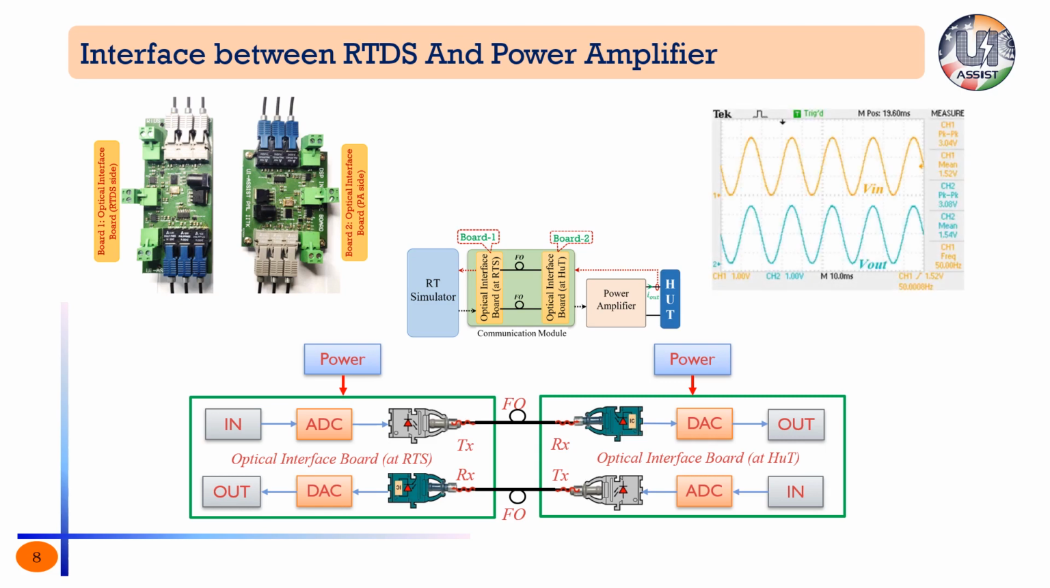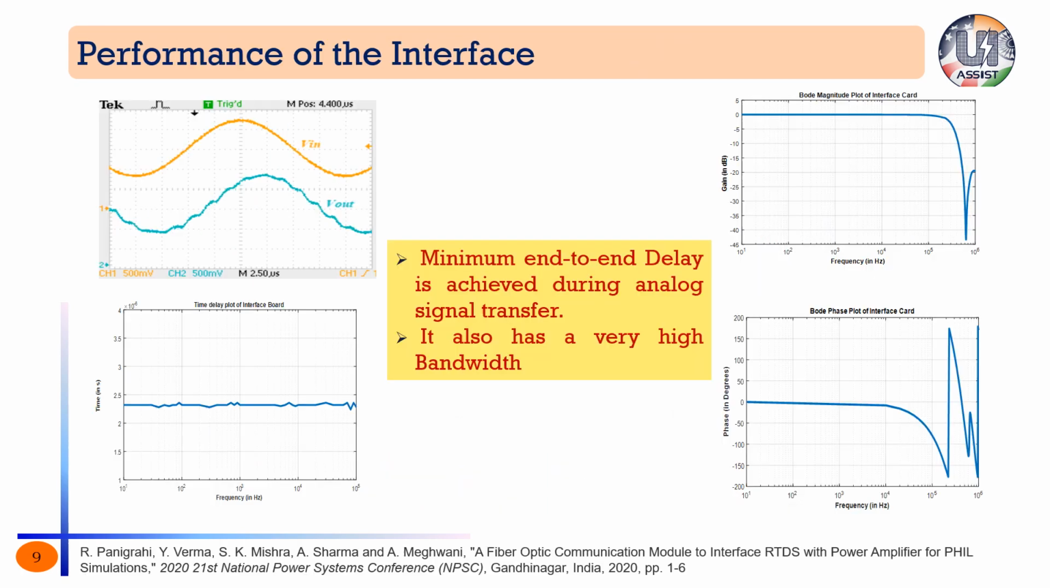This is the wave. This is a typical 50 hertz signal that we can observe from this optical interface board from one side to the other side. So now we'll discuss the performance of this interface.